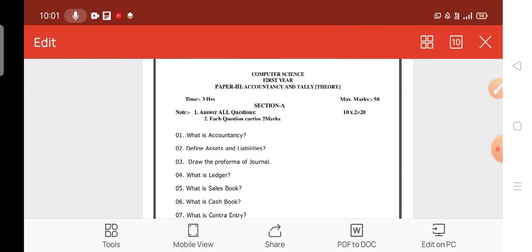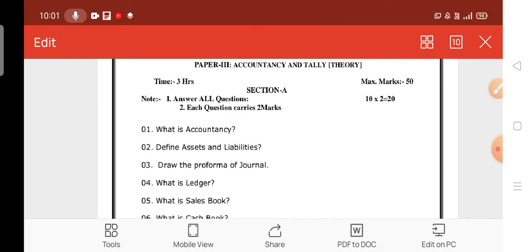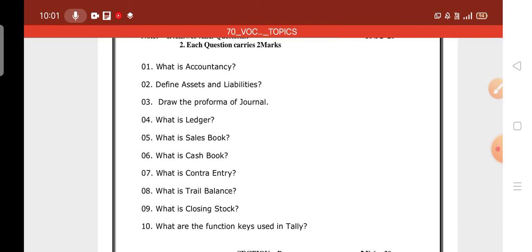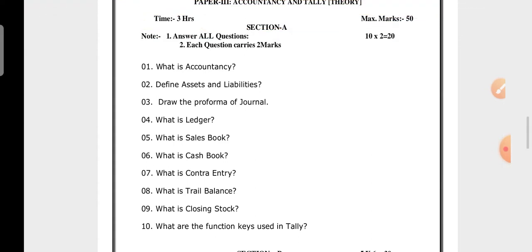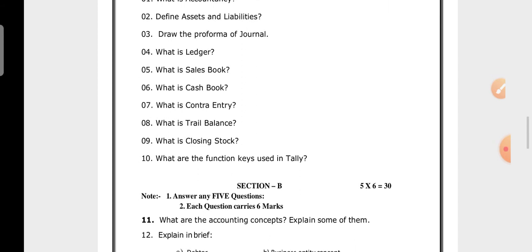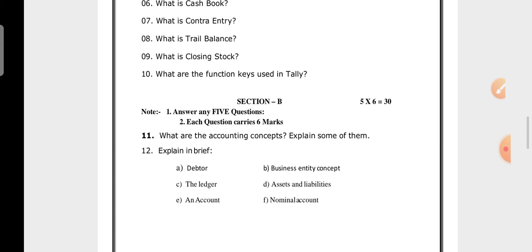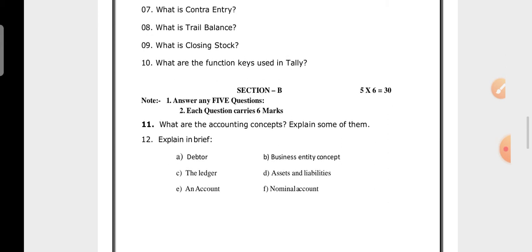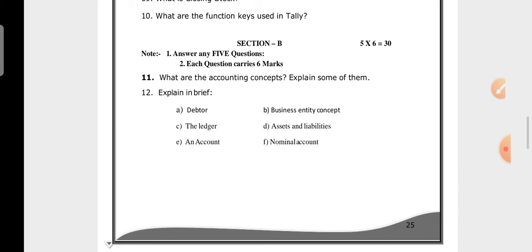So this is the model paper for you people. Section A, 2 marks questions. Section B, 6 marks questions. What is accountancy? Assets, liabilities, pro forma for journal, ledger, sales book, cash book, contra entry, trial balance, closing stock, functions, keys used in Tally. So these are 2 marks questions. Next, coming to Section B, each question carries 6 marks.